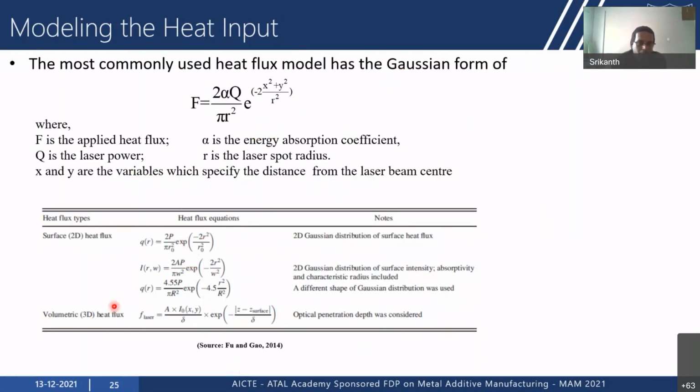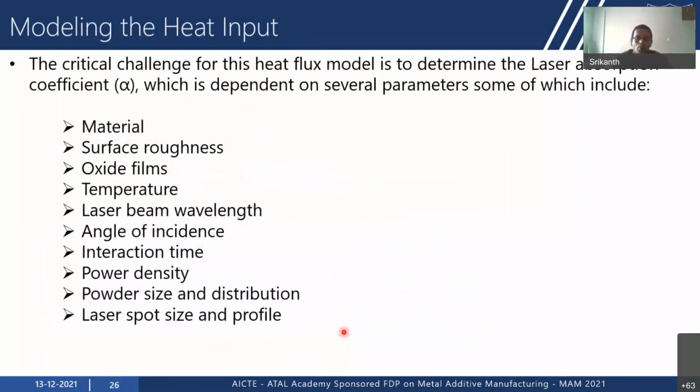And when you go for a volumetric flux, we also consider optical penetration depth. Now, one of the most important parameters when we are doing the computational modeling is the laser absorption quotient alpha, because this will change from material to material, and it will also depend upon the laser beam that's used.